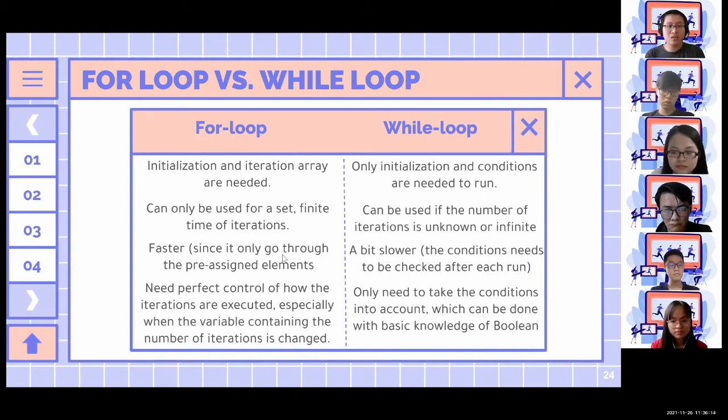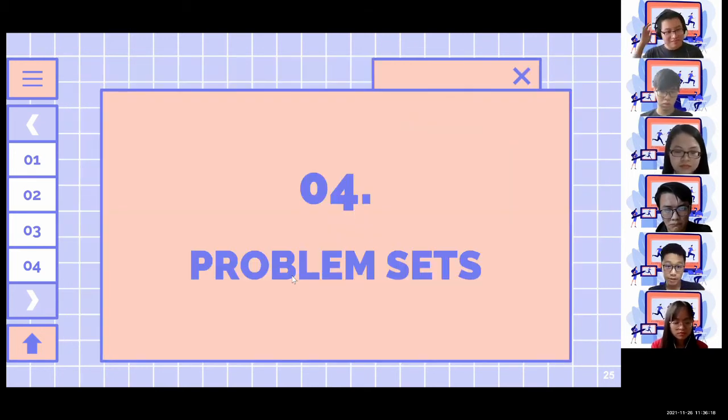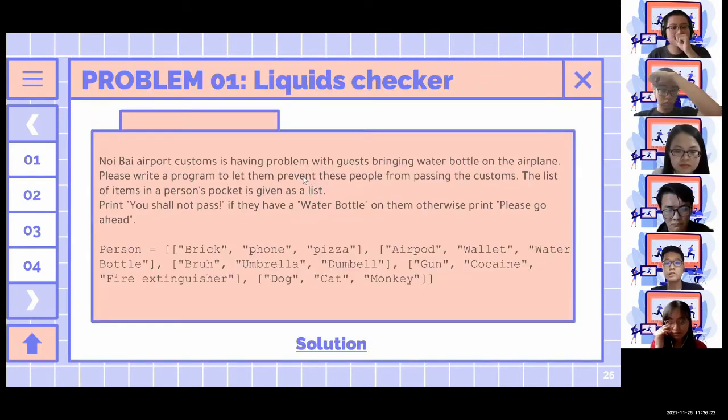Now, let's get to the problem set. Hi, I'm Khoi, and I'll bring you guys the first problem set, liquid checkers. The airport has a problem with guests bringing water bottles on the airplane. So please write a program to prevent these people from passing the customs. And here's our solution. Assume that there's a baggage scanner machine that can detect objects in tourist luggage via X-ray and machine learning. Then the machine will store these things in a list.